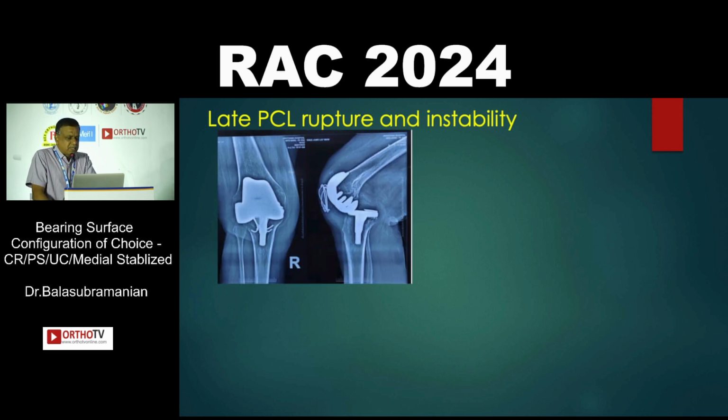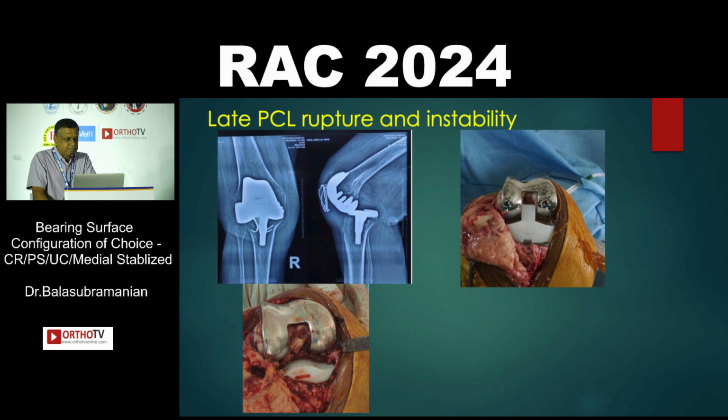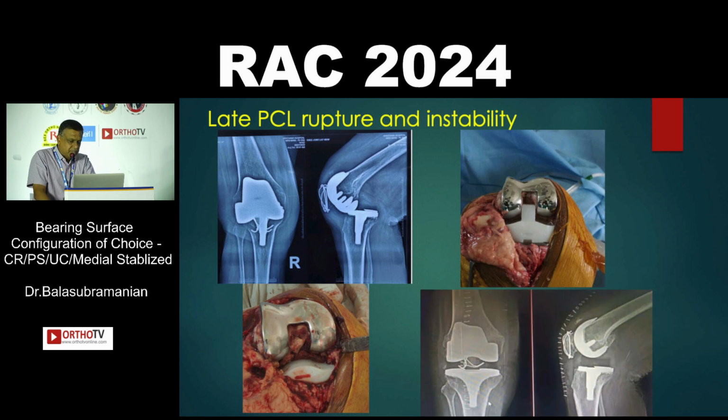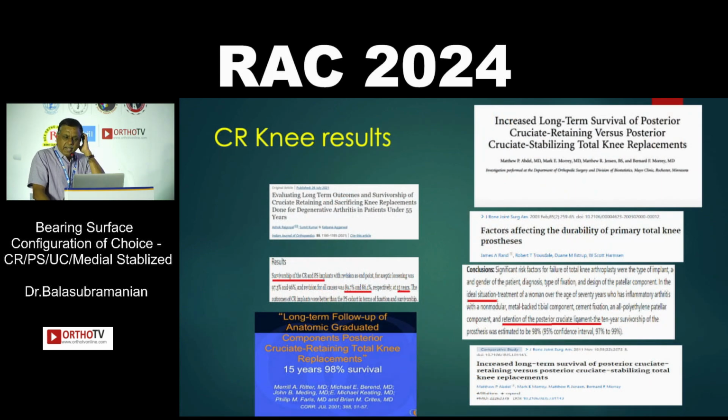This is one of my cases. Seven years back, I had a CR knee, had a fall. The PCL completely ruptures. You can see the gross flexion gap, revised with a thicker poly with a constrained insert. So late rupture is a problem in CR knees. So there are plenty of studies says CR knee is better. In fact, the survival rate is better than PS knees.